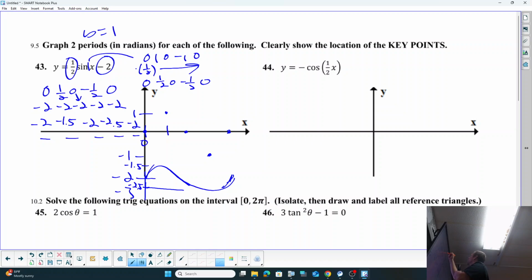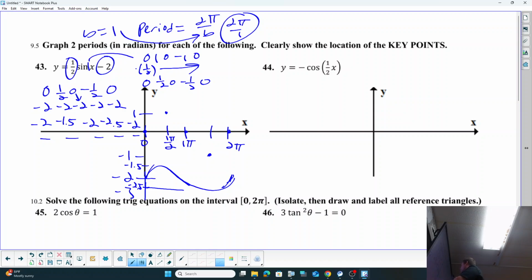Since our b value is a 1, that means the period is 2 pi over b. So the period is 2 pi over the b value, where our b is just a 1. So 2 pi over 1, which is just 2 pi. So we go 1, 2, 3, 4, 5. We go 2 pi. Half of 2 pi is 1 pi. Half of 1 pi is pi over 2. 1 pi over 2, 2 pi over 2, 3 pi over 2.